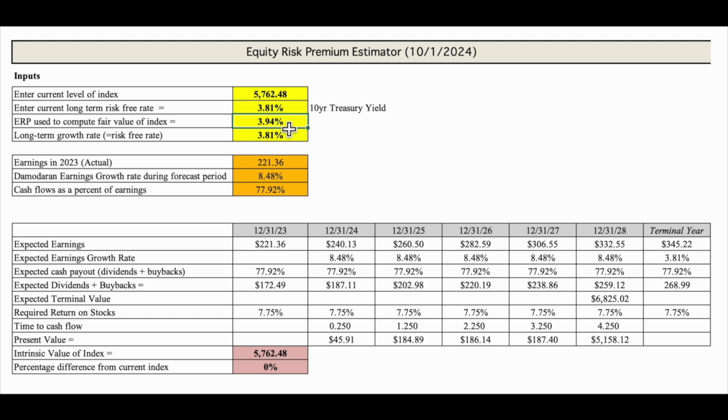Turns out the answer is 3.94%. So if investors only require 3.94% above the 10-year risk-free rate to hold stocks, the fundamental value of the S&P 500 would be 57.6248, which it was on October 1st. And this is the number that Professor Damodaran reports in his blog and other things where he says what the implied equity risk premium is. And we agree.